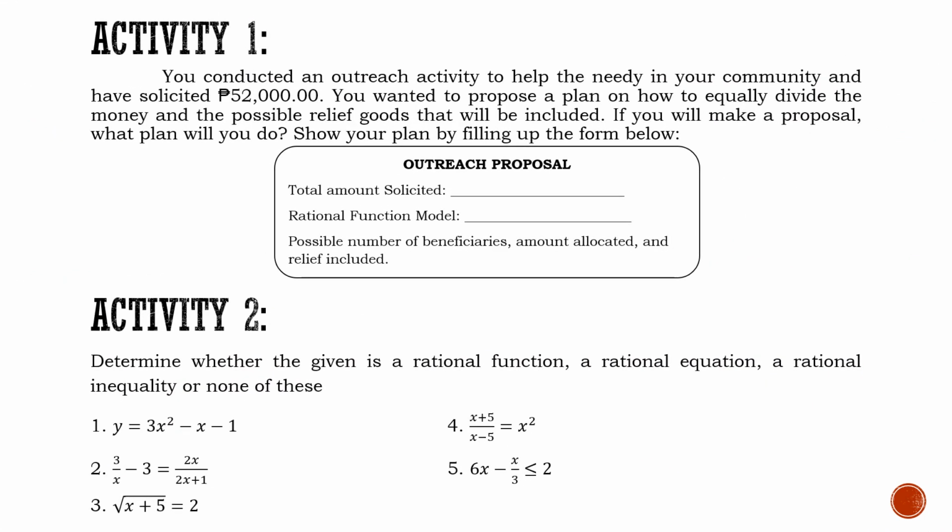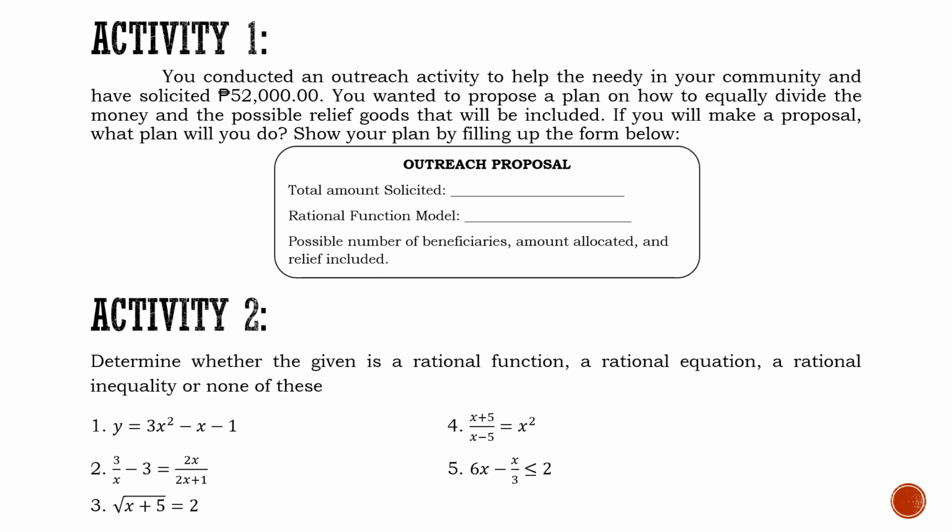For activity 1, you conducted an outreach activity to help the needy in your community and have solicited 52,000 pesos. You wanted to propose a plan on how to equally divide the money and the possible relief goods that will be included if you will make a proposal. What plan will you do? So, show your plan by filling up the form below. Outreach proposal, total amount solicited, rational function model, possible number of beneficiaries, amount allocated, and relief included.